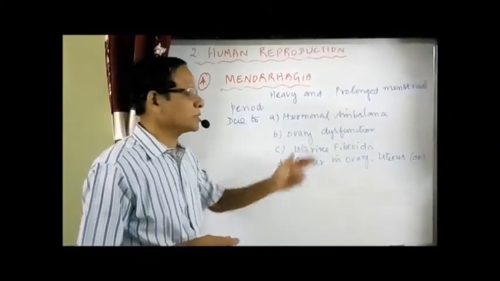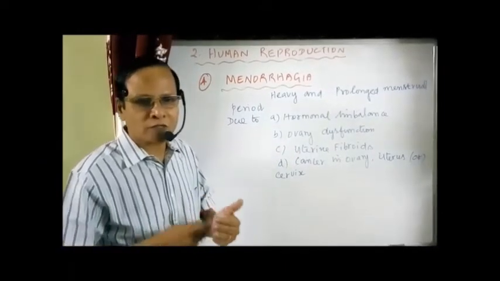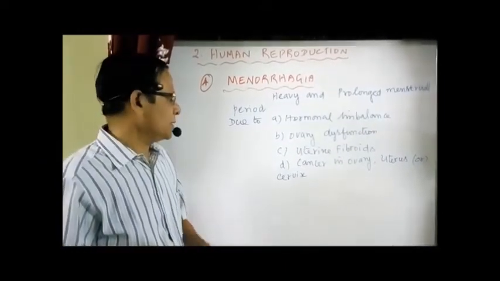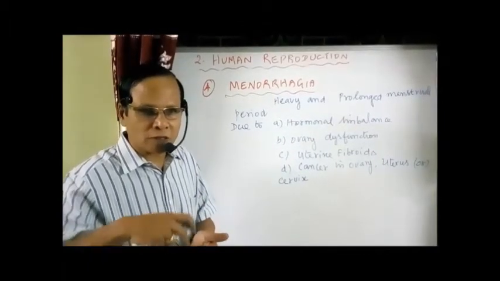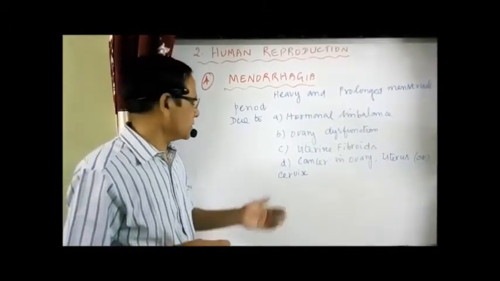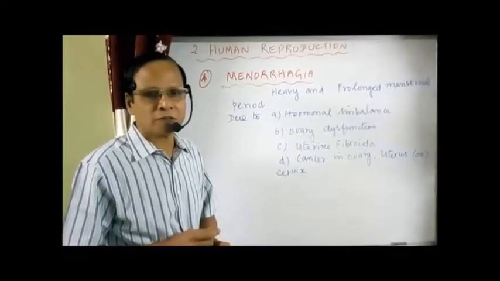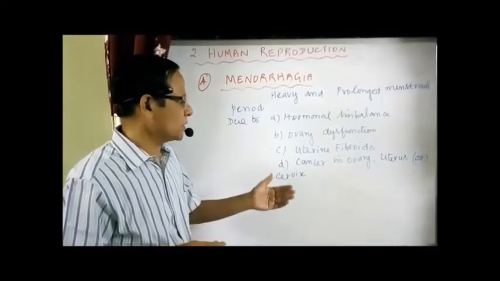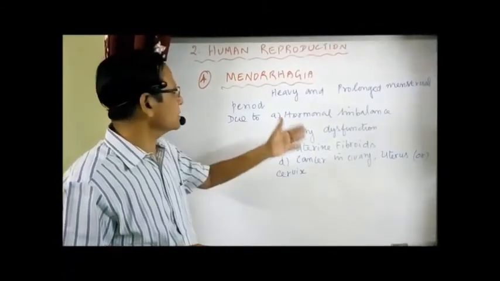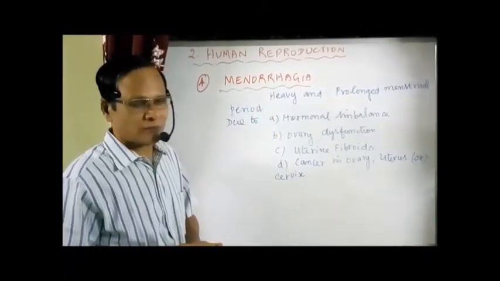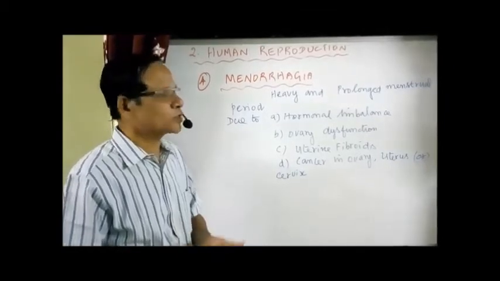Then we have ovary dysfunction. The ovary is not functioning properly. The next one, uterine fibrosis, the fibrous growth of connective tissue on the inner wall of the uterus. And finally, we also have some cancer, particularly in the ovary or in the uterus or cervix. These are all the reasons for the development of menorrhagia, heavy and prolonged menstrual period.